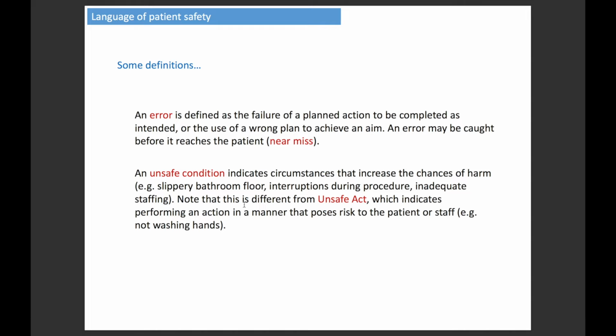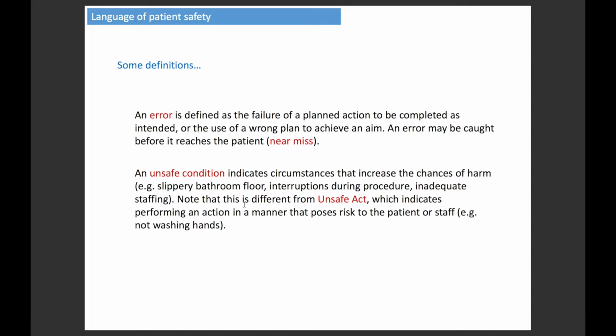An error may be caught before it reaches the patient, in which case it would be a near miss. If the other nurse at the bedside, going over the 5 rights, is it the right patient? Is it the right dosage? Is this the right medication? would pick up that and say, oh my gosh, we almost gave the wrong antibiotic, that would be considered a near miss. An unsafe condition indicates circumstances that increase the chance of harm. It could be, for example, a slippery bathroom, lots of interruptions during the procedure, inadequate staffing.